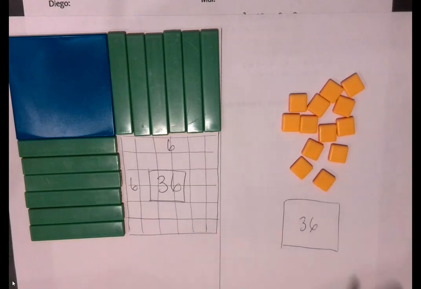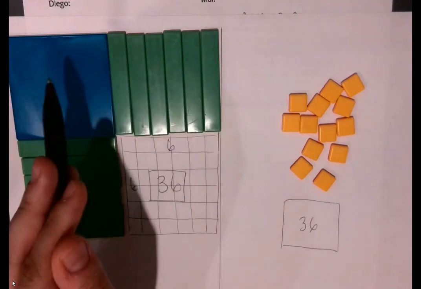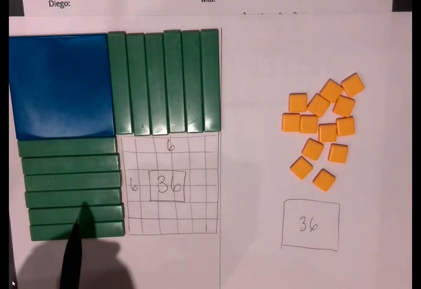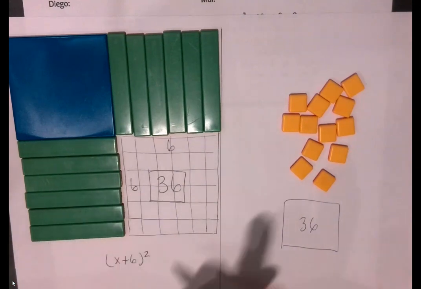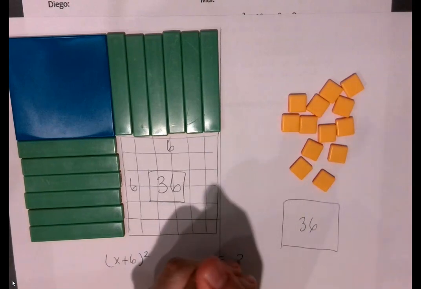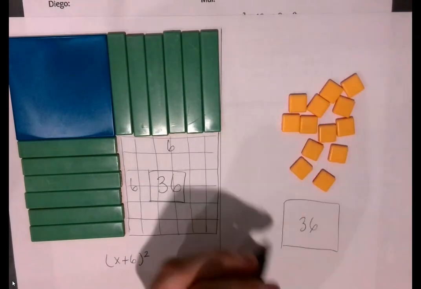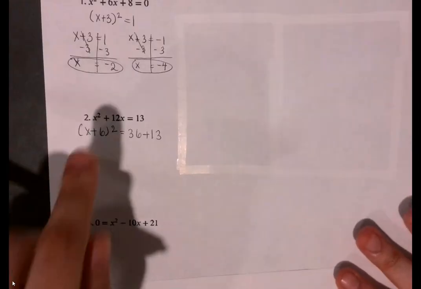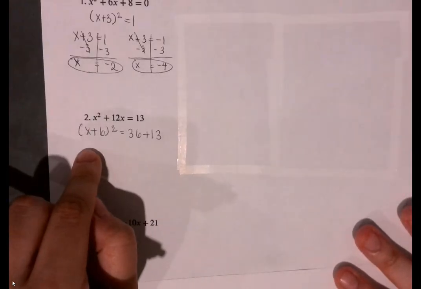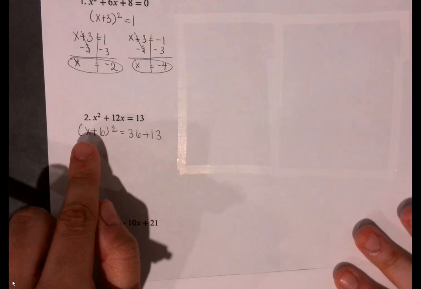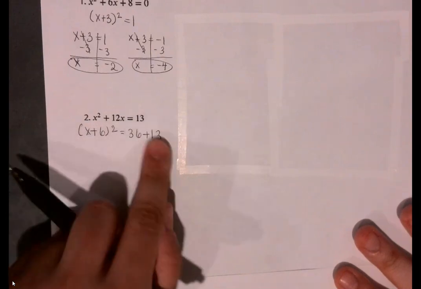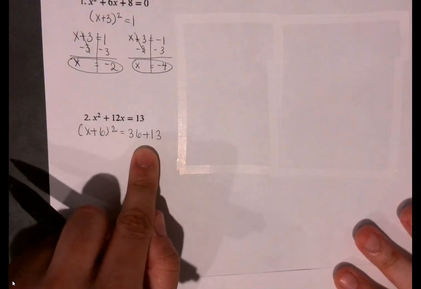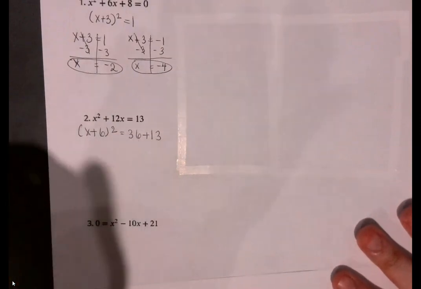with 36 in it. And this means that my equation now becomes x plus 6 times x plus 6, or x plus 6 squared, equals 36 plus my 13 original pieces. In this example, this is very similar to what Diego did. At this point, before I figure out what number squared equals 36 plus 13, I'm going to add these two numbers together so that I know what the number squared should actually equal.